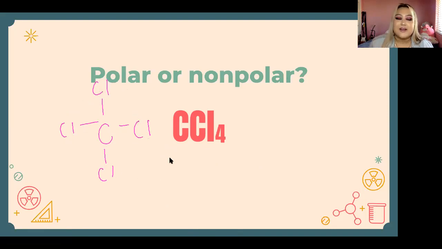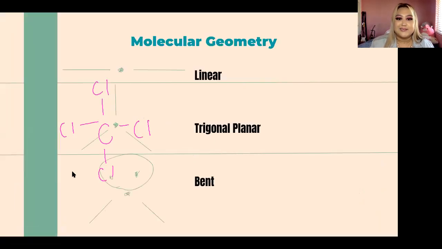4. Yeah, correct. So we have 4 domains. How many of the domains are bonded, and how many are lone pairs? Yeah, correct, Julia. All of them are bonded. There's no lone pairs. So going to the next slide, automatically we can cross out linear, right? Because linear is 2 domains.